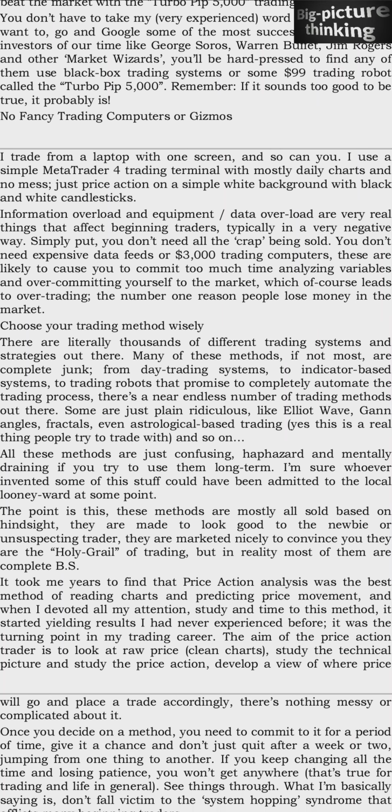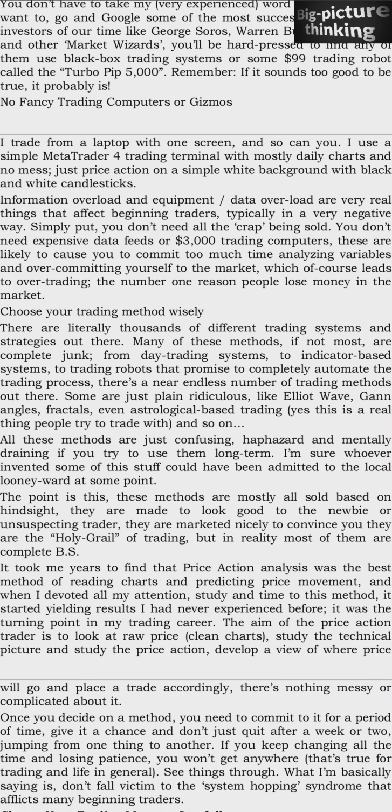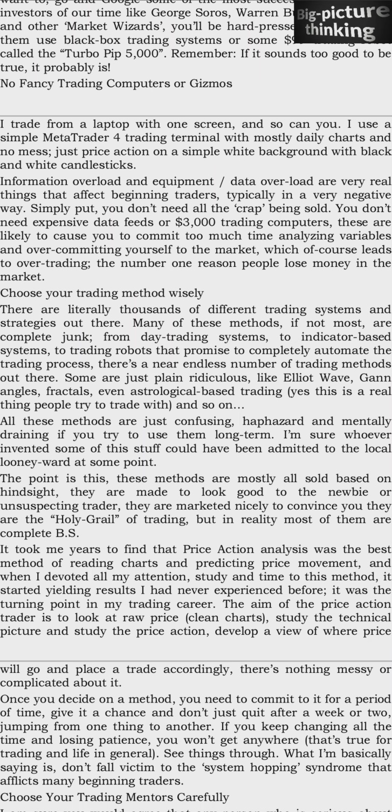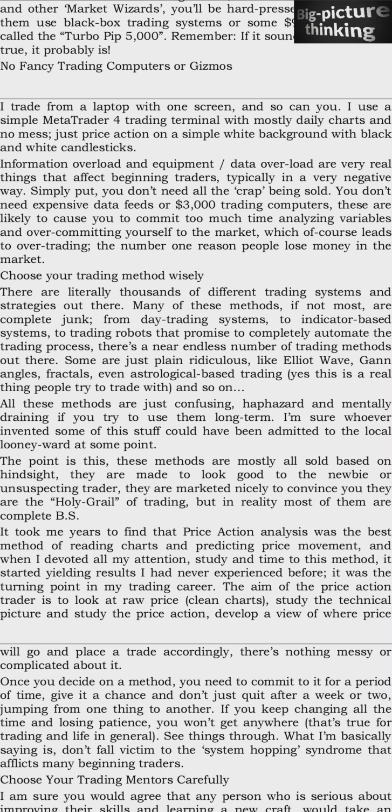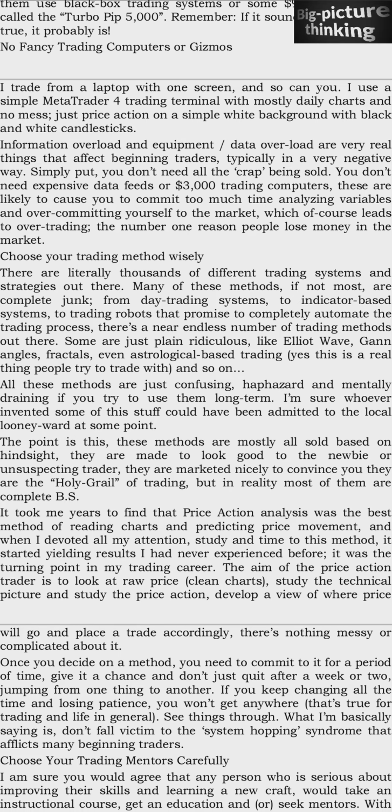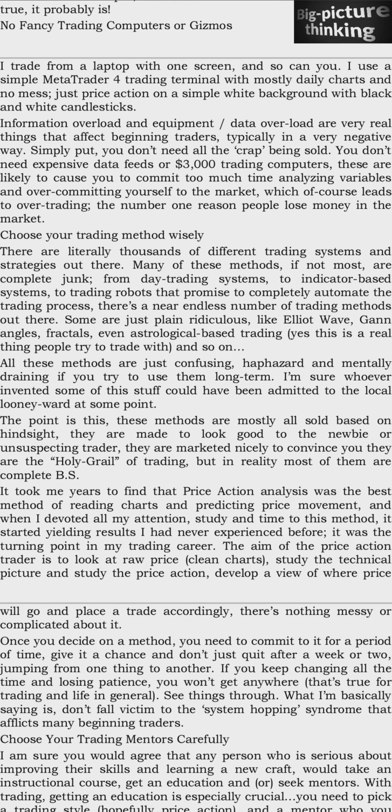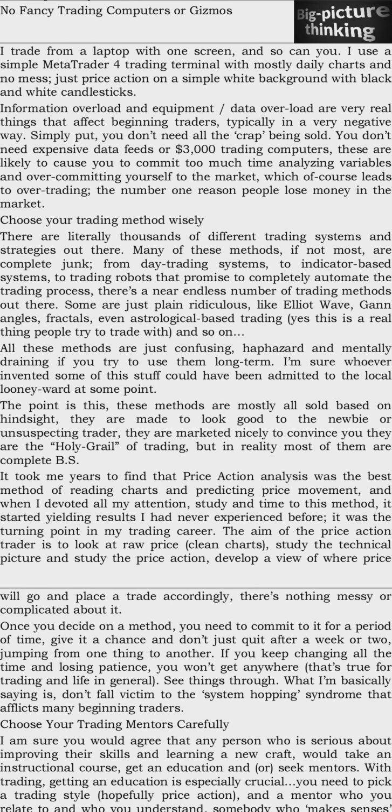There are literally thousands of different trading systems and strategies out there. Many of these methods, if not most, are complete junk, from day trading systems to indicator-based systems to trading robots that promise to completely automate the trading process. There's a near endless number of trading methods out there. Some are just plain ridiculous, like Elliott Wave, Gann angles, fractals, even astrological-based trading. Yes, this is a real thing people try to trade with, and so on.